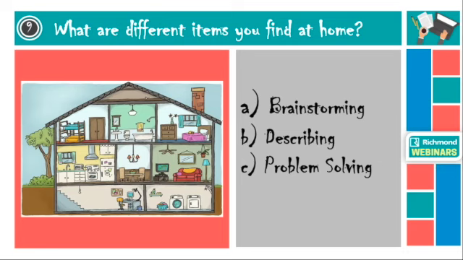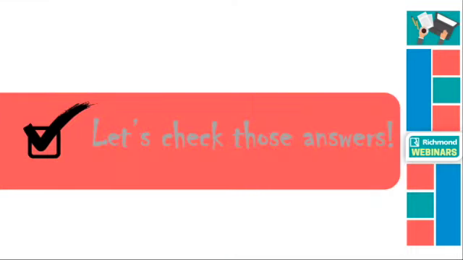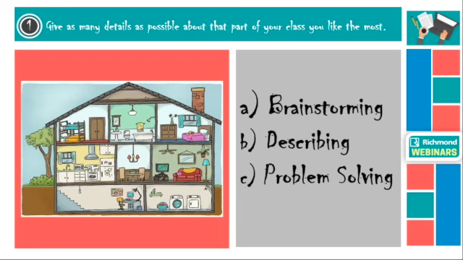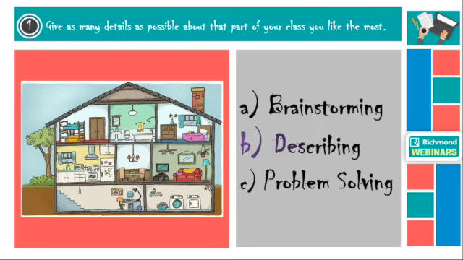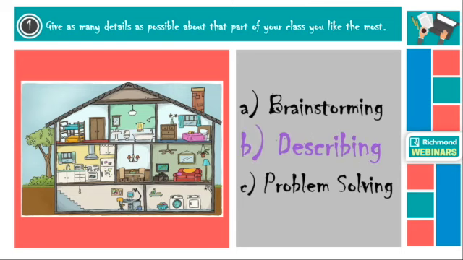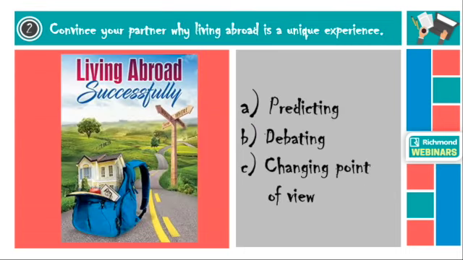Okay, and last, oh no, that was the last one. Okay, let's check those answers. Give as many details as possible about that part of your house you like the most. What is it? As many details as possible. Describing. Perfect. It is describing, because you're being specific and listing different characteristics.